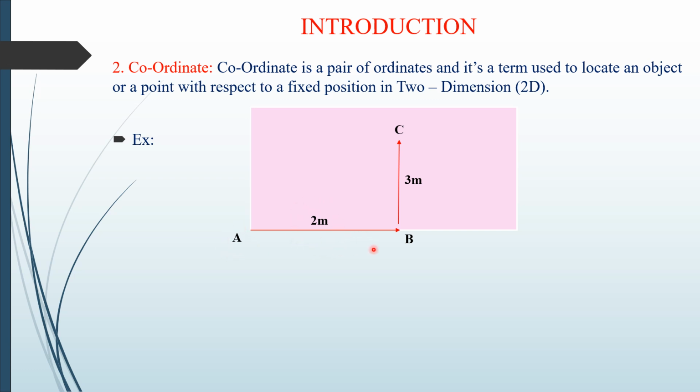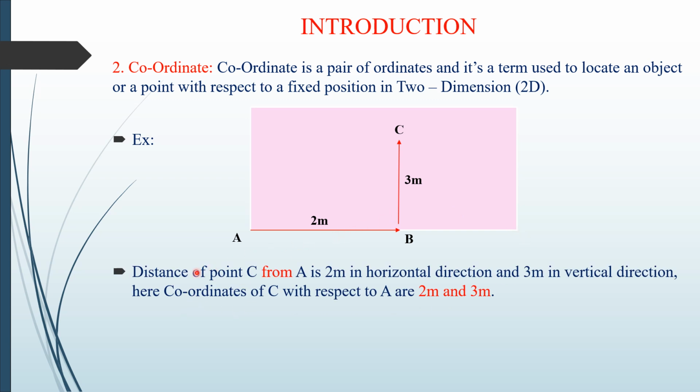Now, in order to locate point C from A, we can consider that distance of point C from A is 2 meter in horizontal direction and 3 meter in vertical direction. These 2 meter and 3 meter are nothing but ordinate of point B and ordinate of point C with respect to point A and B respectively. Therefore, if I want to express location of point C directly with respect to point A, then I need to make use of these two ordinates. Therefore, pair of these two ordinates is called as coordinate.